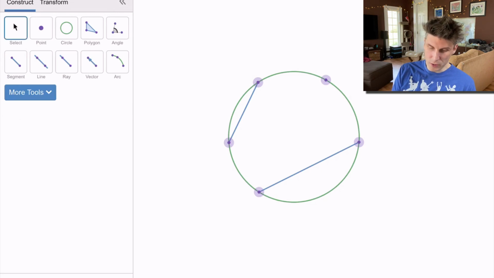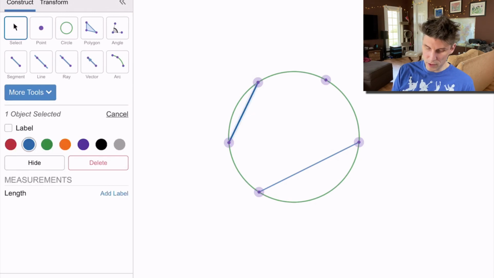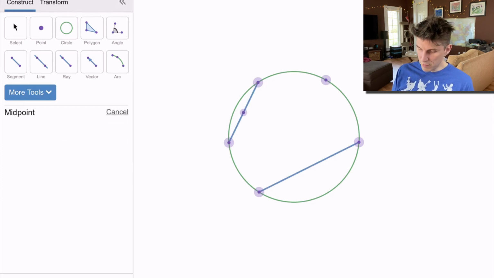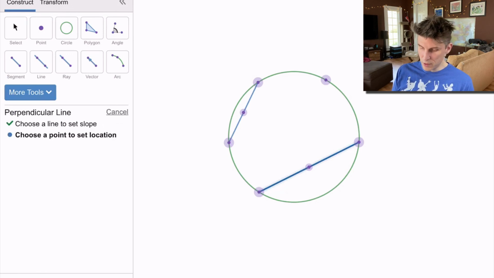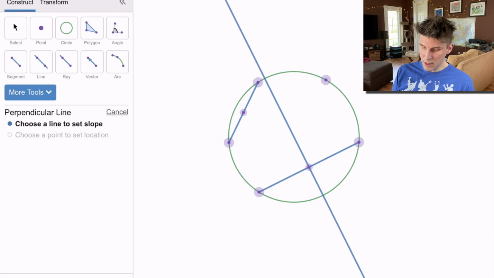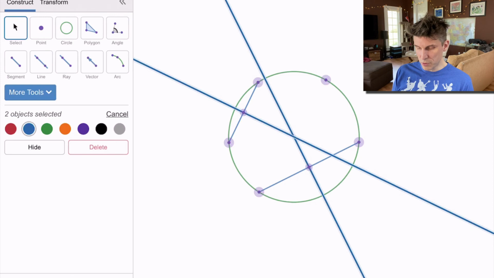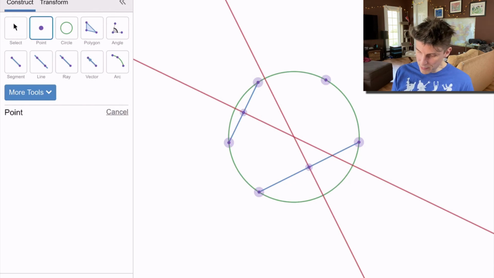And then I'm going to use some of these tools. I'm going to construct a perpendicular bisector. So the perpendicular bisector is going to go through the midpoint of that segment, and I need a midpoint of this segment. And then of course I need perpendicular lines. So I'm going to put a perpendicular line here and a perpendicular line there. So I just constructed the perpendicular bisectors. Let's color those perpendicular bisectors red so you can really see them. And then we can put a point right at their intersection.